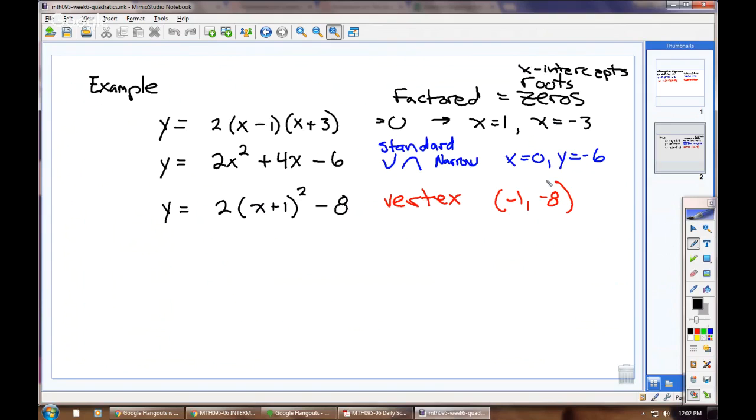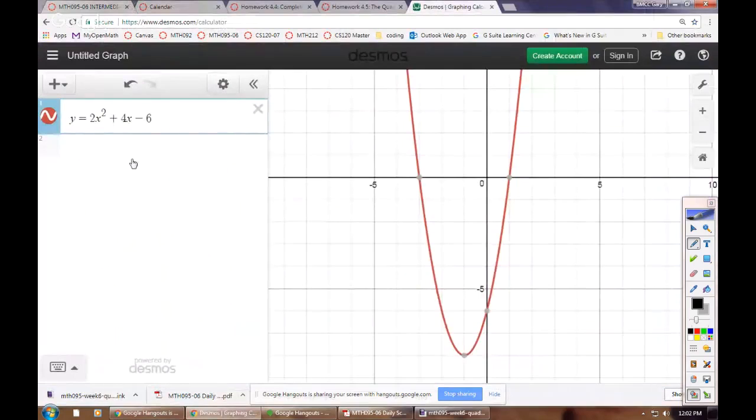So let's check out these features in a graphing program. So I have Desmos up and running here. And I typed in the standard form. Y equals 2x squared plus 4x minus 6. And here you can see that I have the point 1, 0 and -3, 0. Those are the x-intercepts that factored form helps me find. I have the y-intercept that the standard form helps me identify. And then down here, I have the vertex of -1, -8 that the vertex form helped me identify.